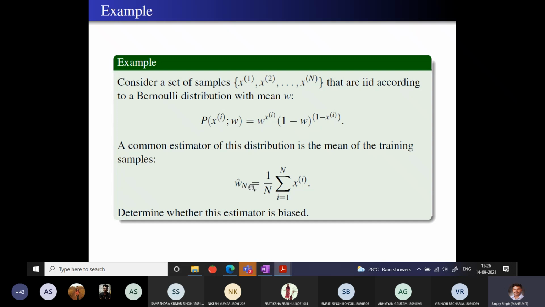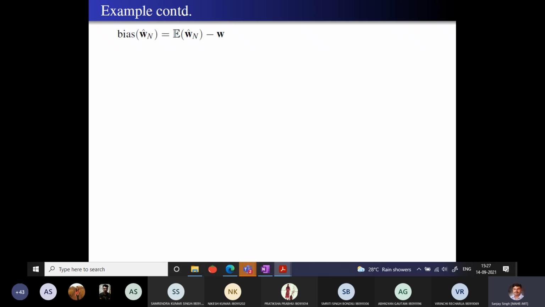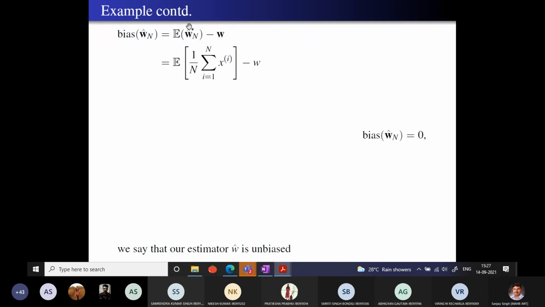Now we have to determine whether this estimator is biased or not. So I'll show you the approach. The bias of W1 is nothing but the expectation of this mean minus W. If this comes out to be 0, then I'll say it is unbiased, otherwise it is biased. So let's continue this same example. As per the definition of bias, this estimator has to be substituted here, minus W, of course this W has to be written here.